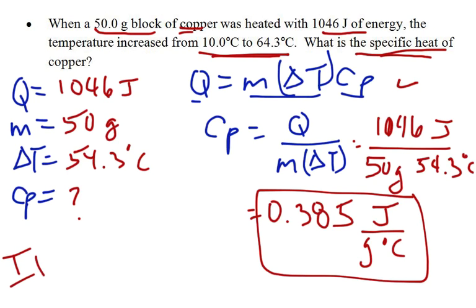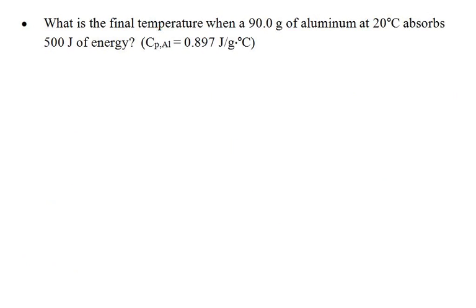Now my AISA, okay, you can see here I identified my variables. I wrote my equation. I substituted in my values here, and now I have my answer with the units. So I've got my 4 points out of 4 points. Okay, the last little equation we're going to try here is what is the final temperature when a 90-gram sample of aluminum at 20 degrees absorbs 500 joules of energy, and we are not talking about water, so the C sub P is given for aluminum.